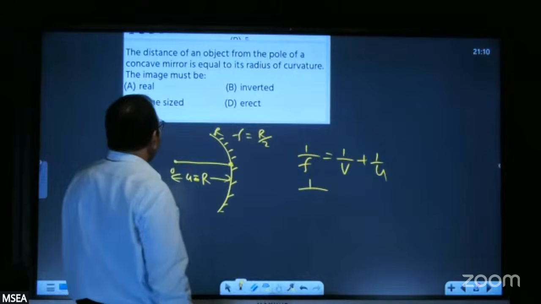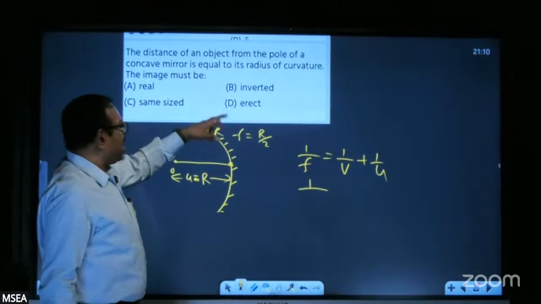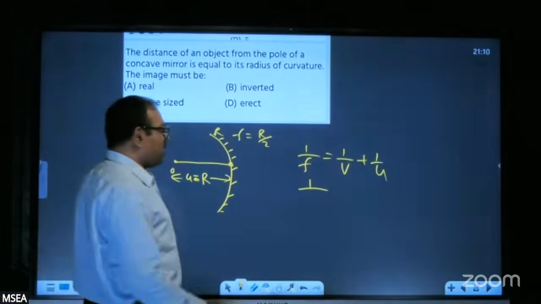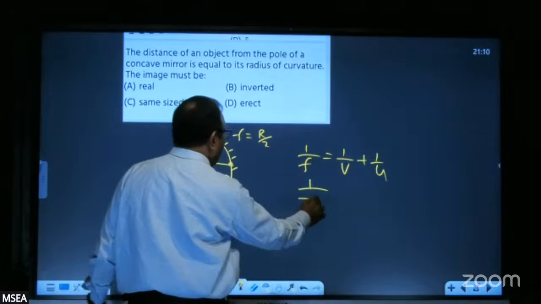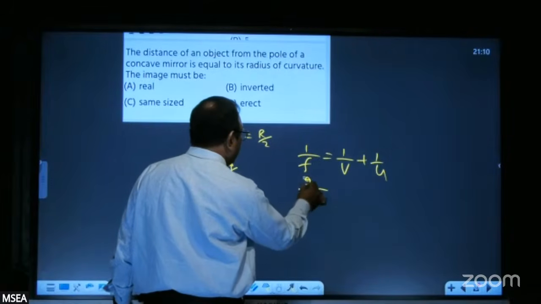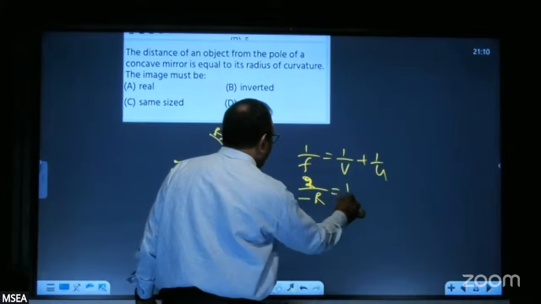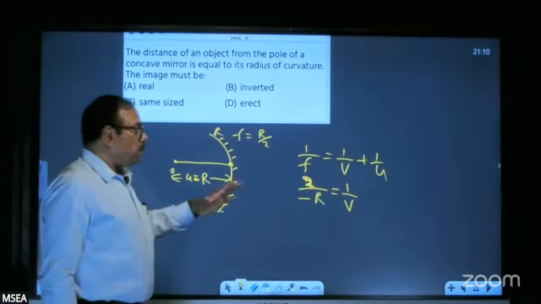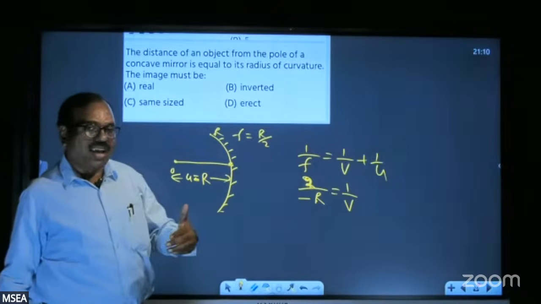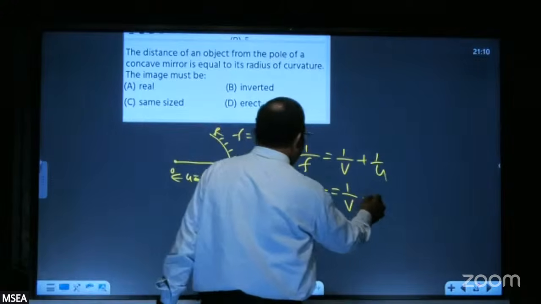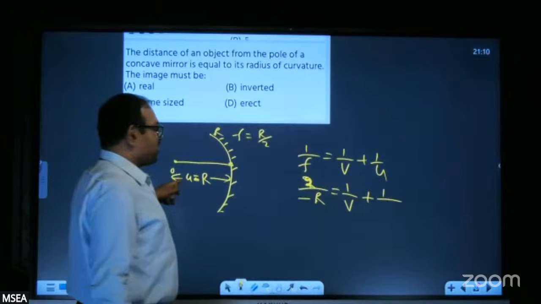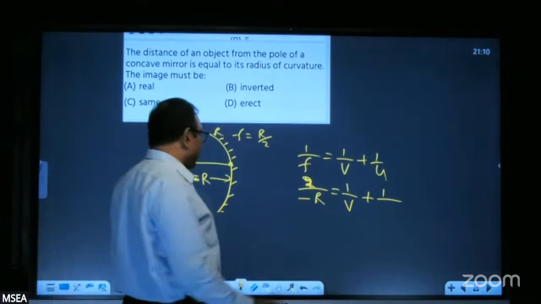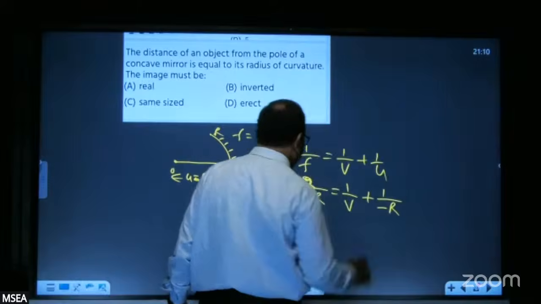What is the focal length of the concave mirror? For a concave mirror, the focal length is negative. Therefore, f is equal to minus r by 2, so 2 comes to the numerator. Then 1 by v, we have to know where we get the image, whether it is real or virtual. Then plus 1 by u. The object is in front of the mirror, so we take the object distance as minus r.